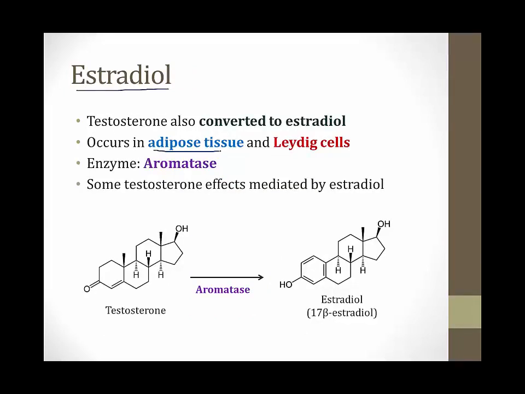This occurs in adipose tissue and also in Leydig cells. The enzyme that carries out this conversion is called aromatase. If you look at the bottom left side of the screen, again is shown the structure of testosterone. What aromatase does is remove this carbon here and create three double bonds in this ring here. That creates the structure of estradiol, which is an estrogen, and this is important because some of testosterone's effects are mediated by conversion to estradiol.